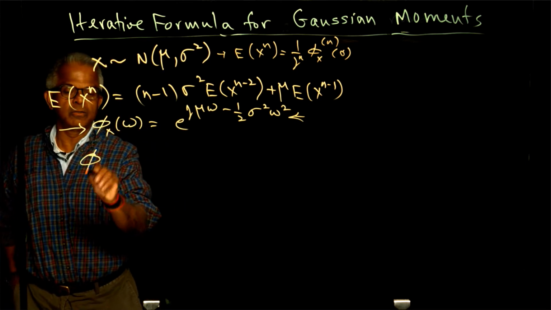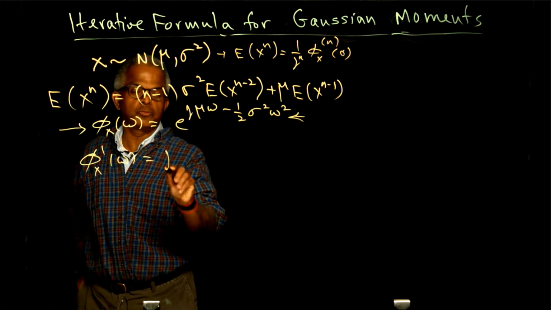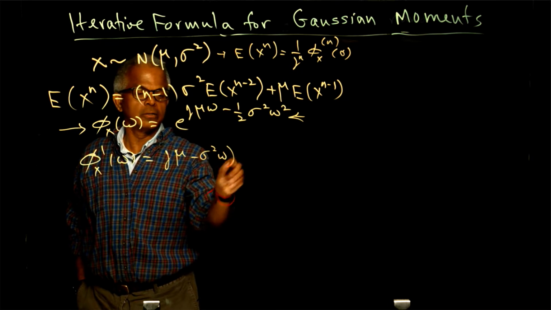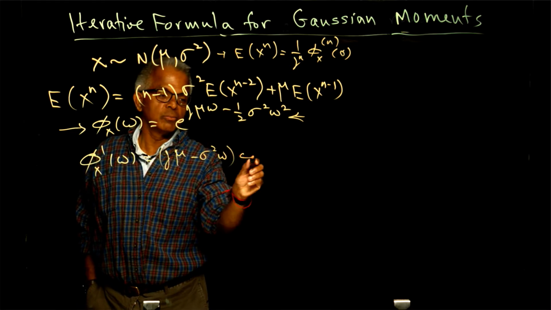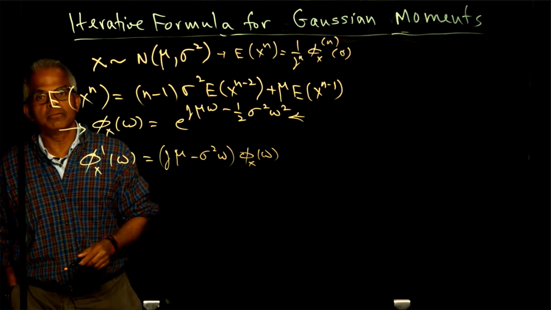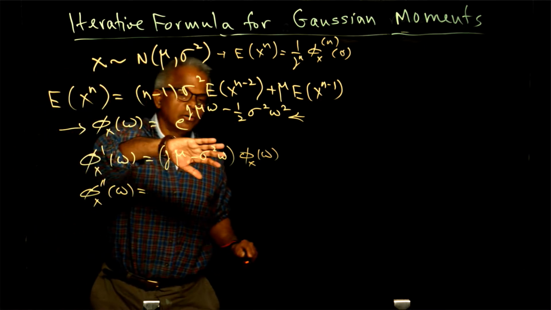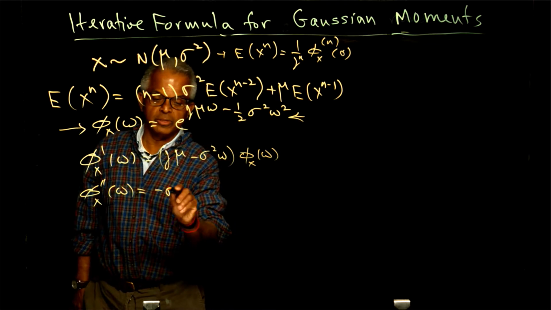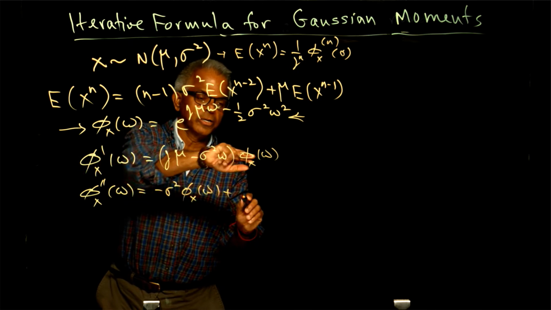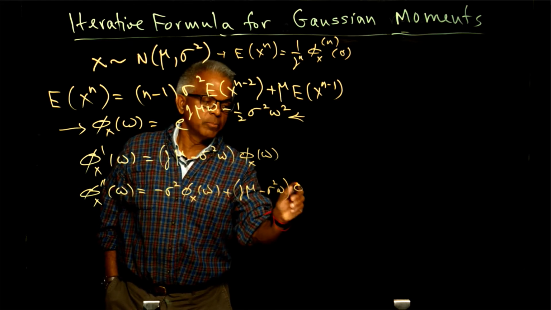Starting here, if I do the first derivative, by inspection that's j mu minus sigma squared omega multiplied by the function, which I'm going to write as phi x of omega. Let me do this a couple more times, then you will see how this comes up. The second derivative we'll do by parts. The derivative of this is minus sigma squared phi x of omega, plus this part multiplied by the derivative of this. So that's j mu minus sigma squared omega multiplied by the derivative of phi.